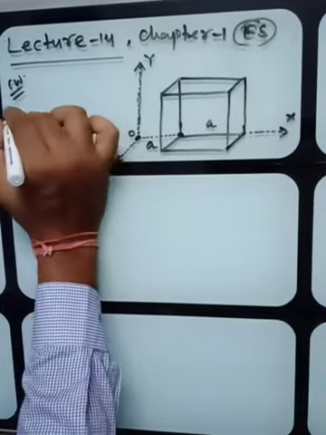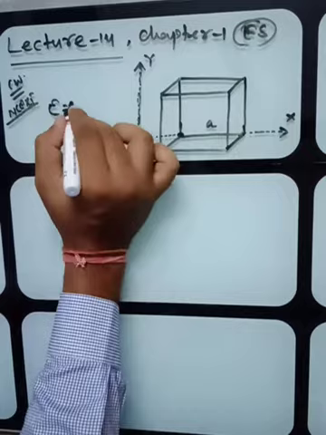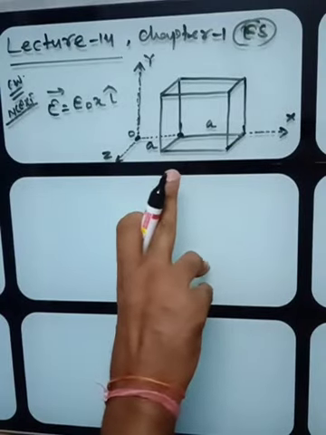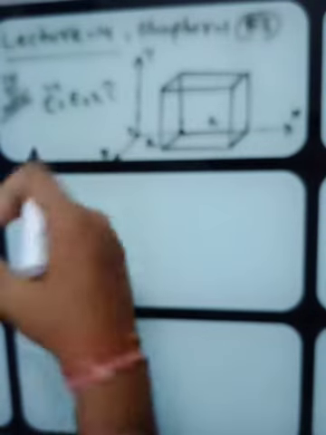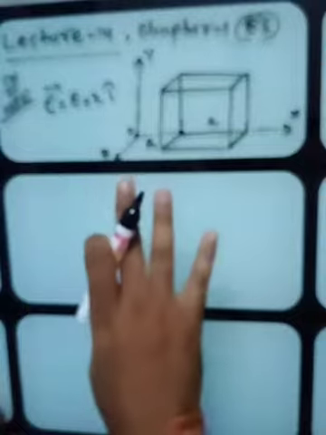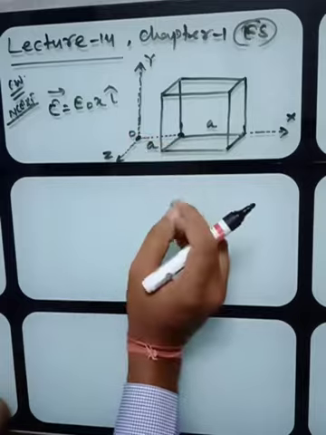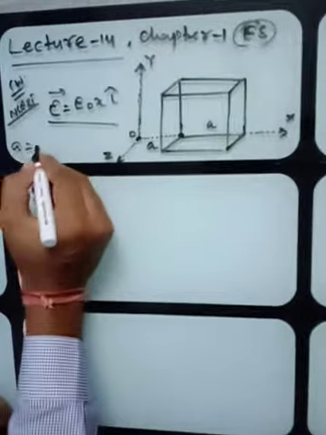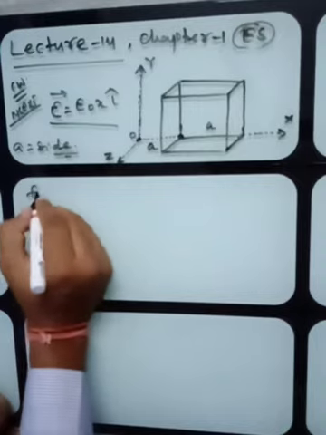This is an NCERT question, remember students. E is given as E naught x i. This is the electric field you have been given, E naught x. It might be E naught x square or anything else. You can have x plus y also. Don't worry, if this is the question, you will be able to solve it. I'm giving you the concept. This is the electric field, and A is the side of the cube.